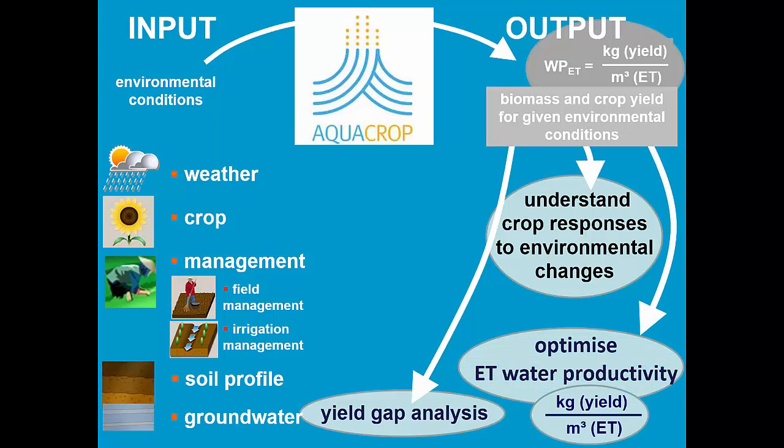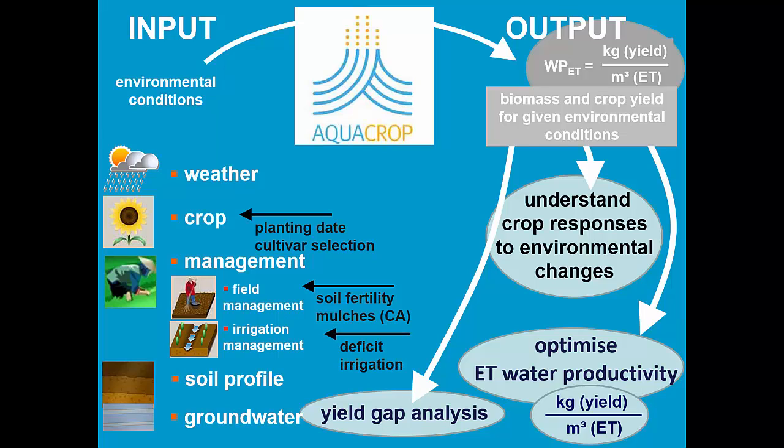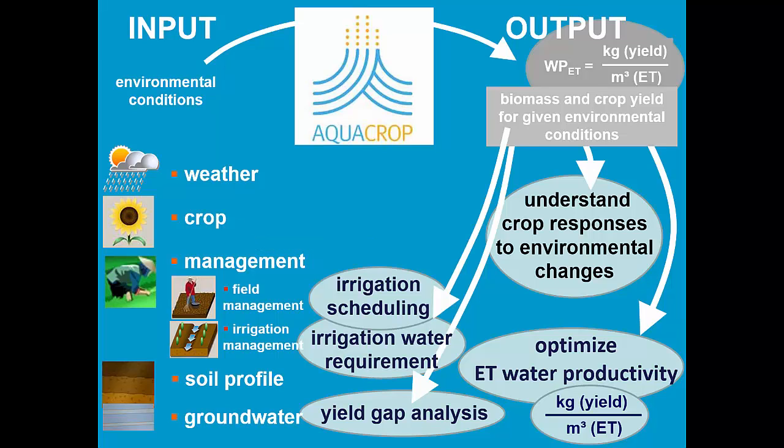We can also run AquaCrop to optimize the ET water productivity, for example, by changing the planting date or selecting another cultivar, by changing the field management or introducing deficit irrigation. We can also use AquaCrop to calculate the irrigation water requirement or for designing an irrigation schedule.